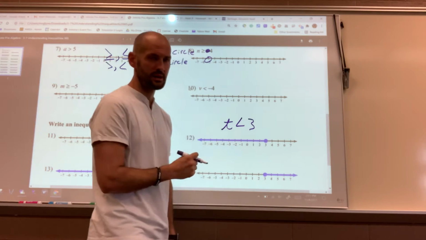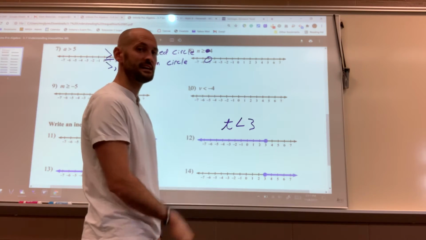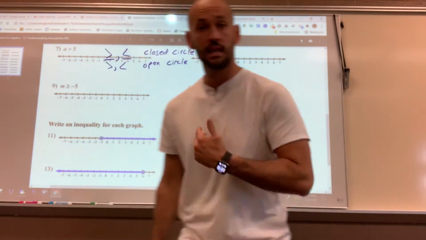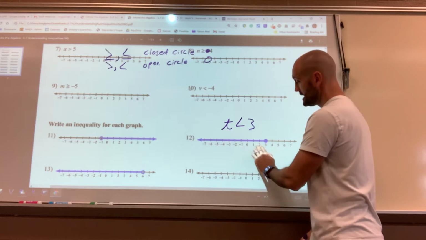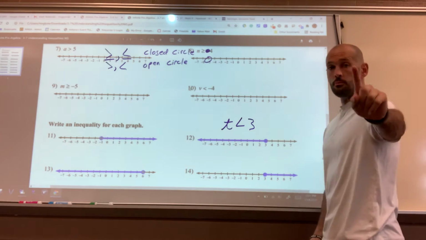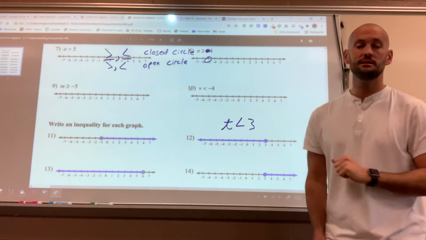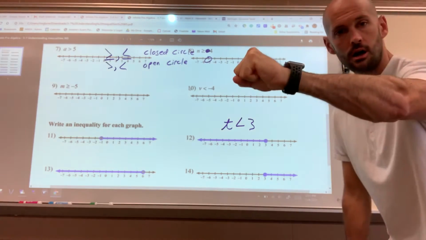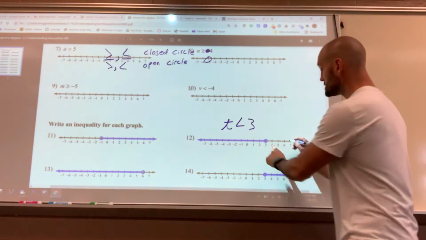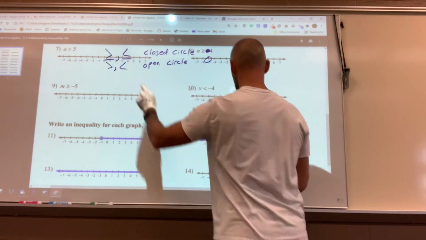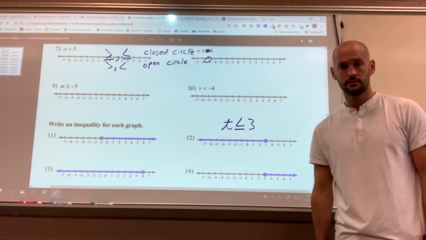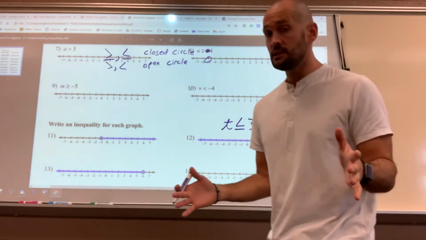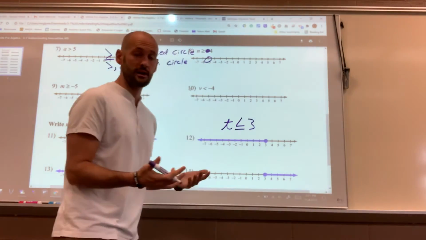Here's a little trick I taught my kids. Left than, less than. I'll say it again. Left than, less than. If it's shaded to the left of the door hinge, it's less than. But we're not done. What do you see on number 12? A closed circle, which means it must be equal to. Done. That's pretty much all you need for 3-7. You should be able to do everything from there.